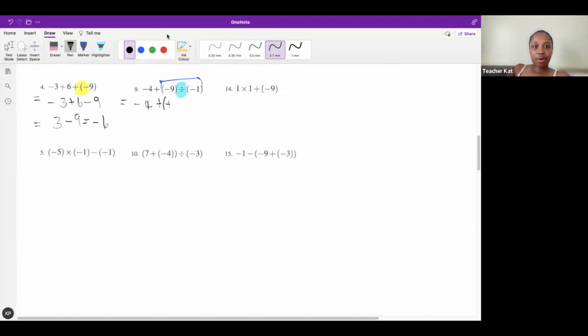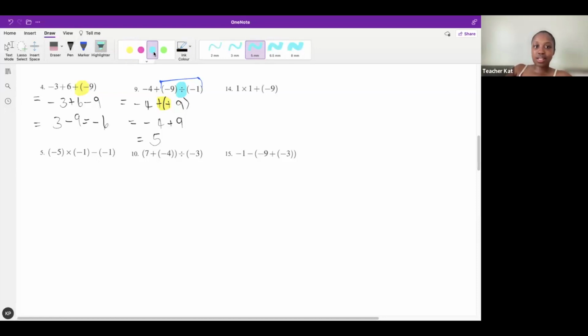And what's 9 divided by 1, beautiful people? It is 9. Okay. Now, we have two positives now. So these two positives are now going to make what? A positive and a positive gives you a positive. So what's -4 plus 9? It is 5.